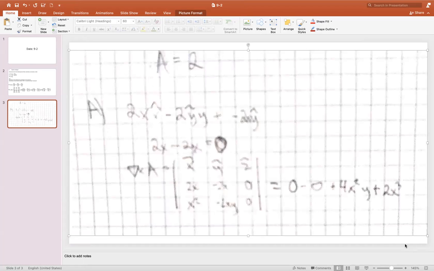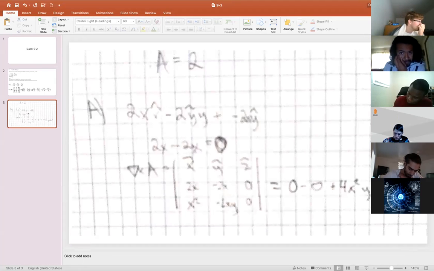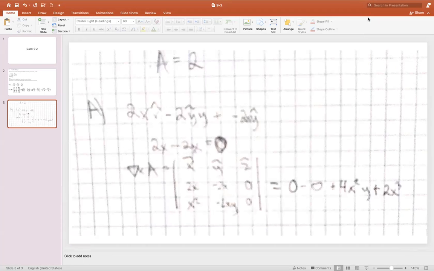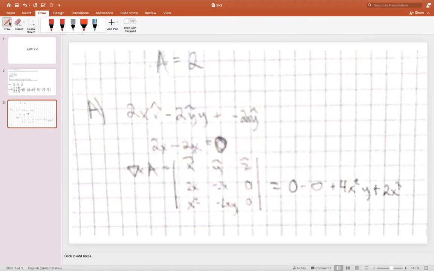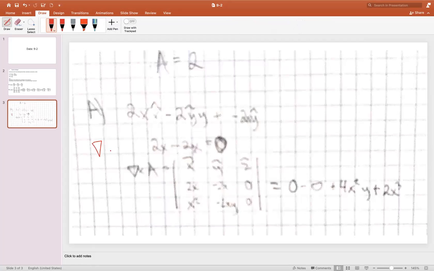All right, so this is the first one we got. So let's take a look at this first one together. Can you all see this well enough? Hopefully. Is this the divergence? Is that what the first one is right here? Right, so the first one is divergence.